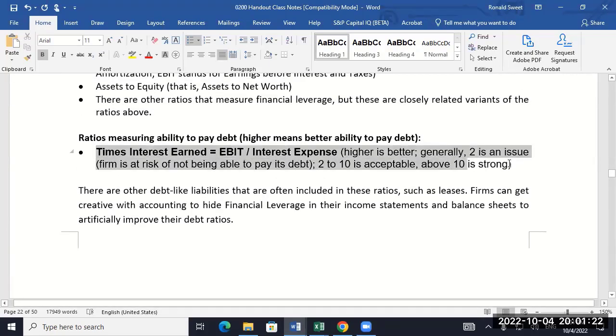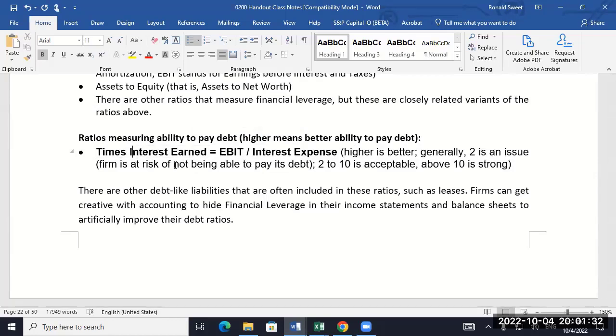So higher is better. Just remember it's times interest earned. I see students doing times interest earned, and they say 15 times interest earned, and they write 15%. It's not 15%. That would be a really bad ratio. So it's 15 times earnings, not 15% of earnings.